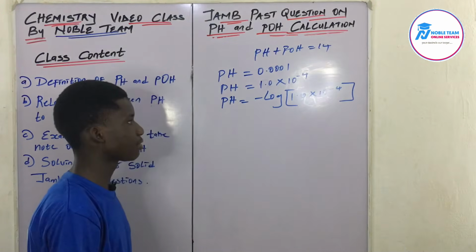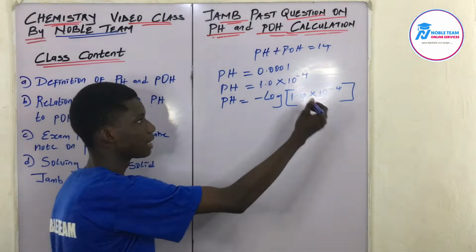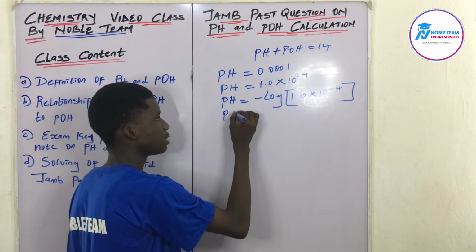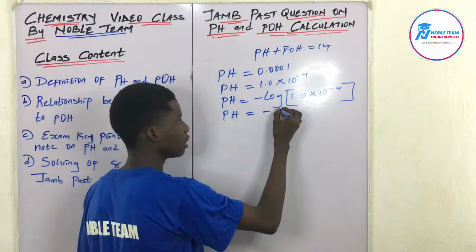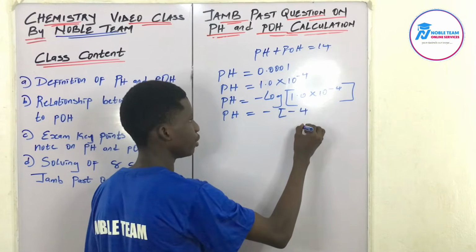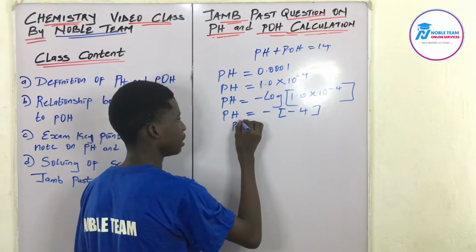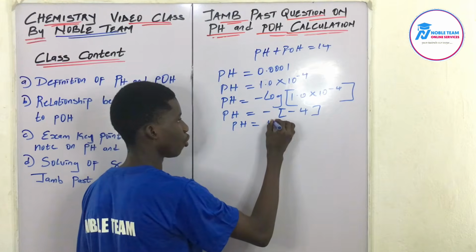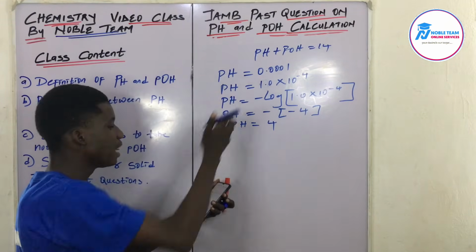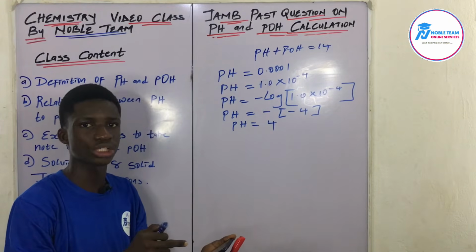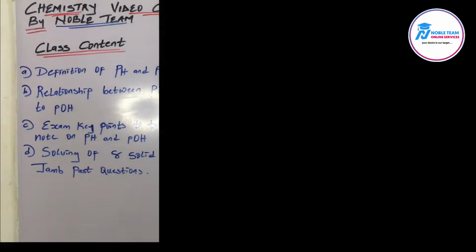Yes. Now, the next thing I need to do is just to take the log of this. Taking the log of this, I have it to be minus into bracket minus 4. Yes. And pH is now equal to what? 4. So we are done. This is the final answer. We have gotten the pH of this. And option B is correct.